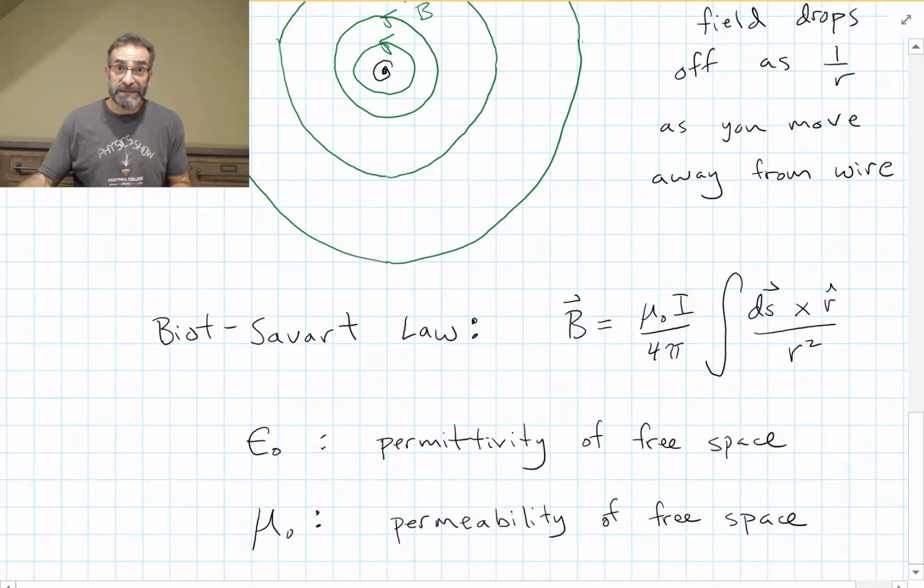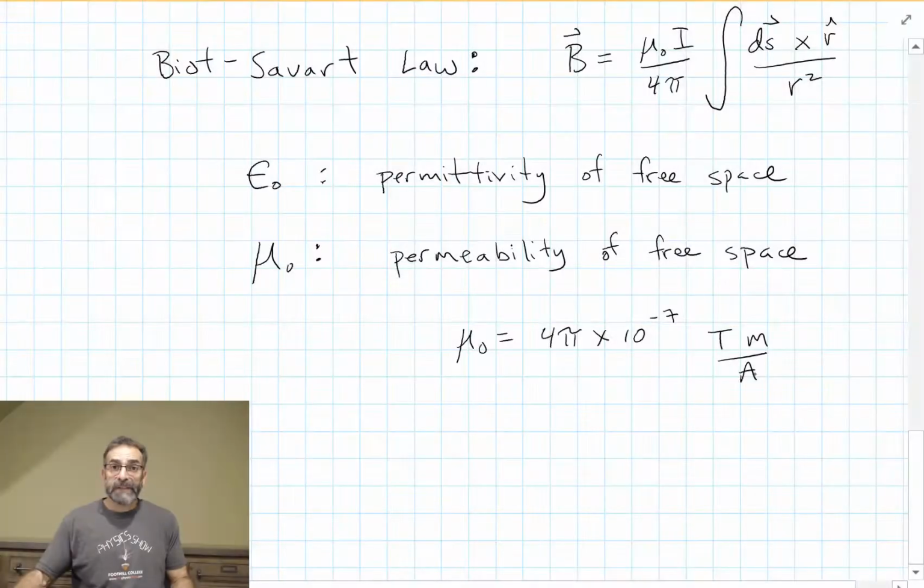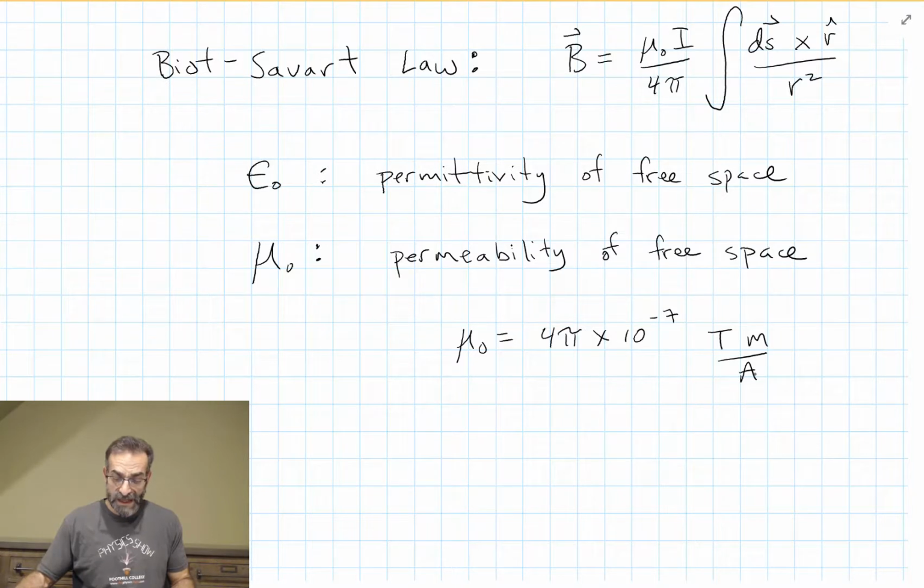It looks a little intimidating at first, this equation, but it's not so bad. We'll learn to break it down and solve this for all kinds of current-carrying wire situations. The first thing I want to mention is that mu naught is equal to 4 pi times 10 to the negative 7th Tesla meters per amp.